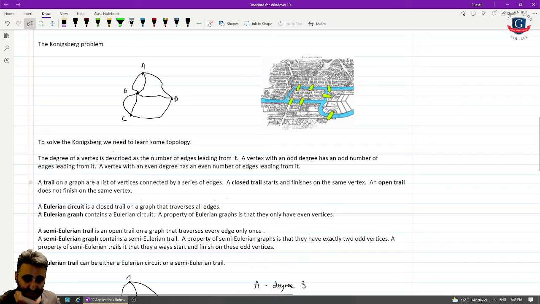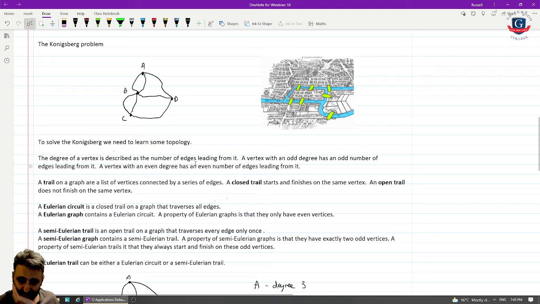The second one is that a trail on a graph is a list of vertices connected by a series of edges. So we could have a trail from A to D to C to B and then back to A. If a trail finishes where it starts, we call it a closed trail, and if it finishes somewhere else, say it was a trail from A to D to C, we would say that it's an open trail.